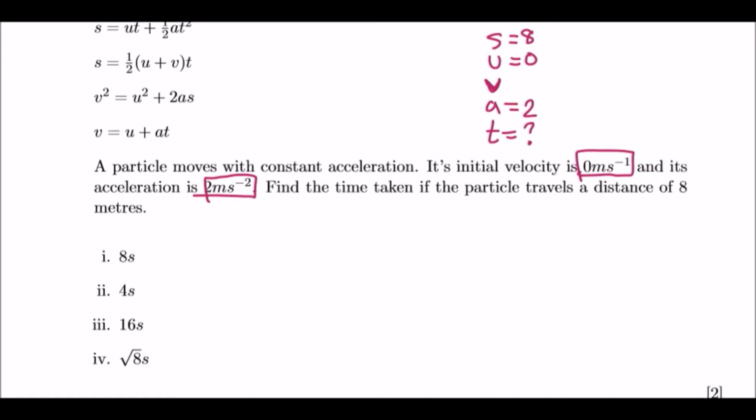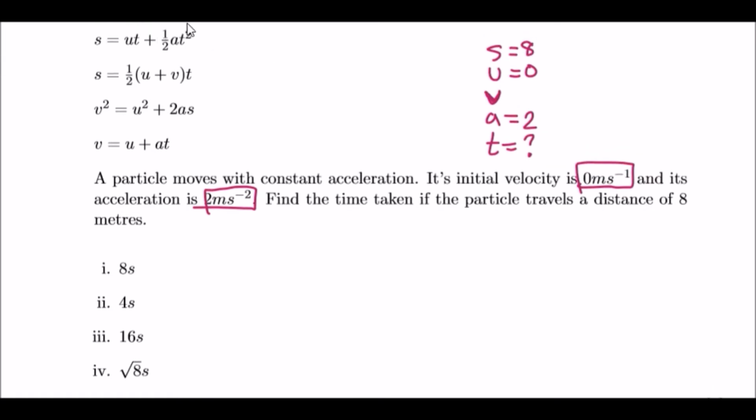Now, this is so easy and cool. So all you really have to do here is pick an equation from the list that has all of these four terms, that has S, U, A, and T. To make your life easy, cross out the equations that have a V, because we don't want final velocity. So let's have a look. This hasn't got a V. This one has a V here, so cross. This has a V squared, cross. This has a V, cross. So our only possible equation, of course, is the first.